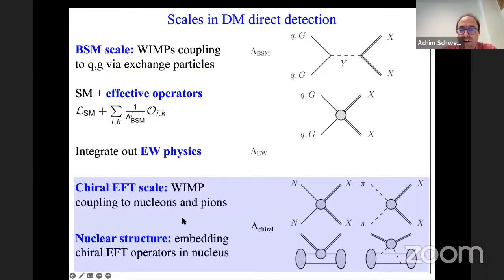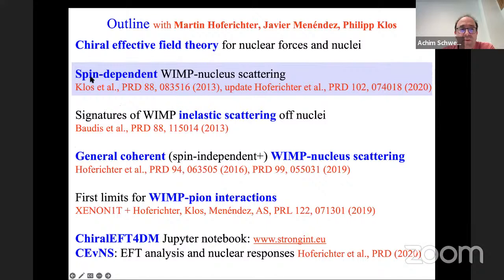Okay, so this is on an energy scale again. I will focus at the low energy scale here, but basically we know how to go from WIMPs coupling to quarks and gluons to effective operators. Then there is some electroweak running, and that in the end gives us WIMP-nucleon couplings, and I will also show couplings to pions. And we have to embed them in calculations for the nucleus. So these are the nuclear ground states, or in the case of inelastic scattering, going from a nuclear ground state to a nuclear excited state. Okay, let's start with spin-dependent WIMP-nucleus scattering.